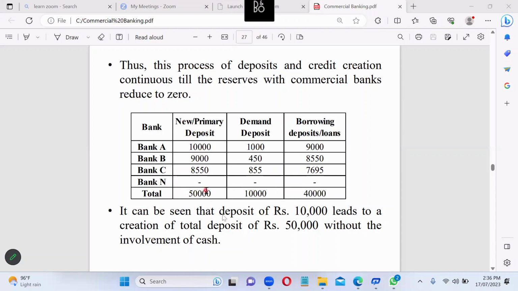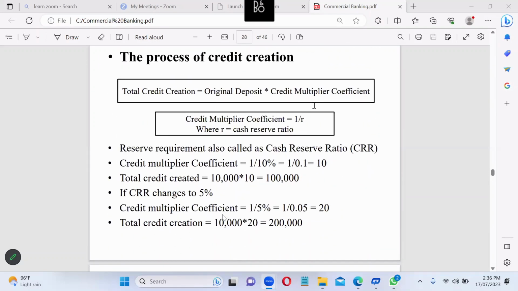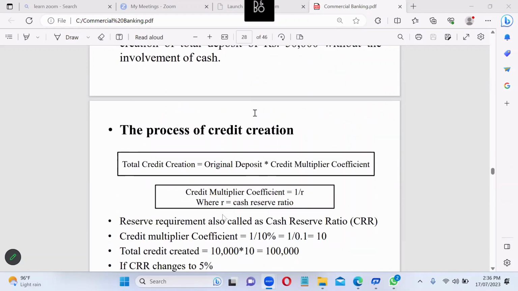Once we get the total of these new primary deposits at the end, we get 50,000, and the demand deposit for the reserve of the central bank, we get 10,000, and finally the deposit from loans is 40,000. This is a small calculation of how commercial banks do credit creation. The total credit creation equals the original deposit multiplied by, we can easily calculate without doing this huge table, the credit multiplier coefficient.